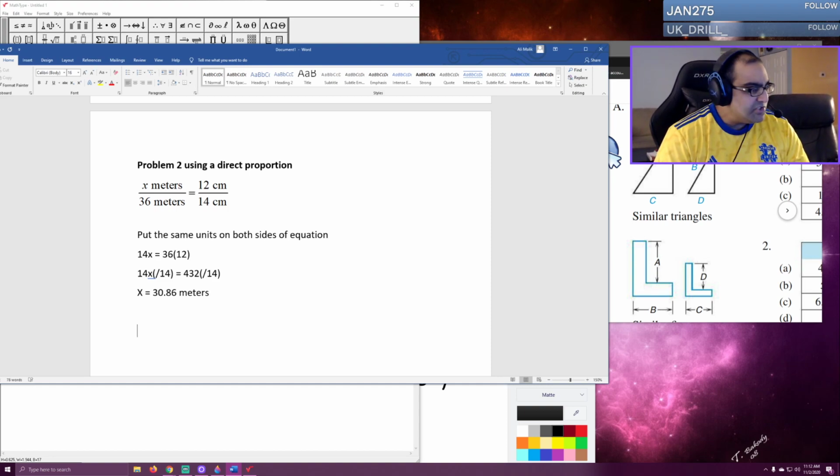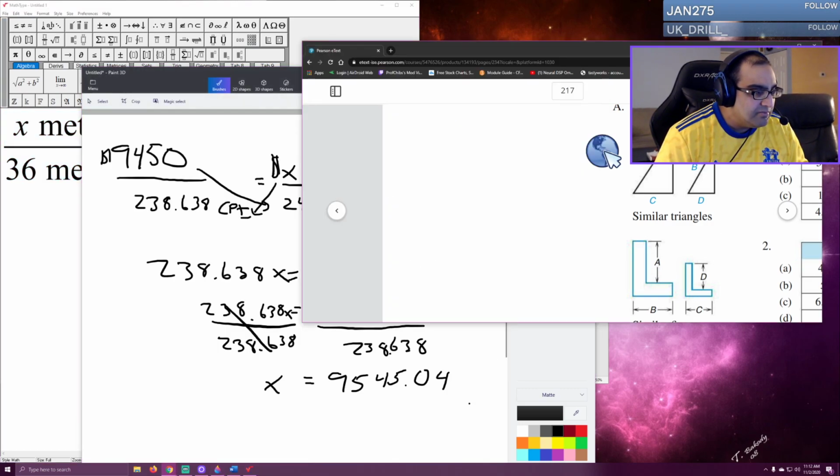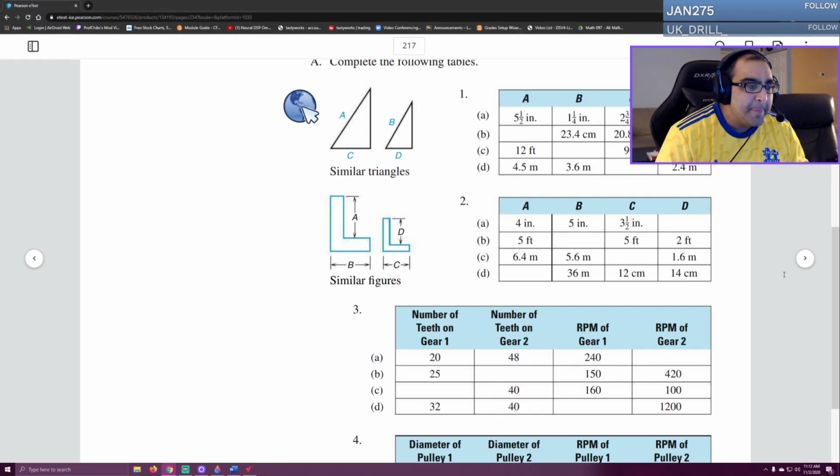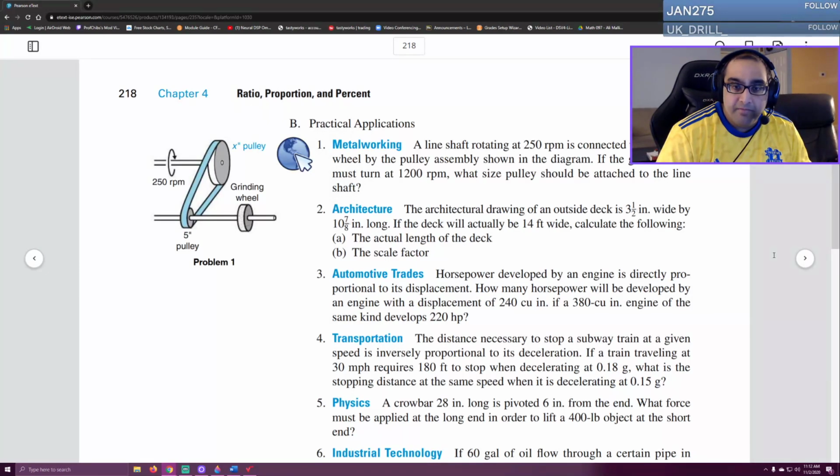Let's talk about an inverse proportion. And you're saying, well, where is that going to happen? Well, inverse proportion happens more often than you think. So let's look at the first example here. Okay, so let's look at number 1.